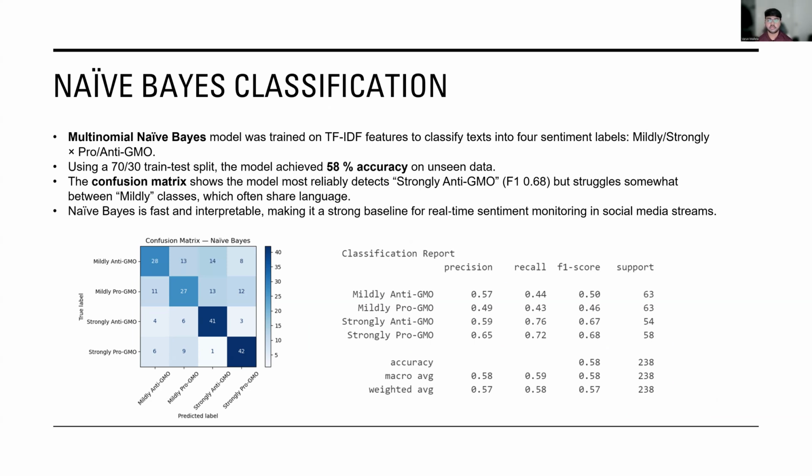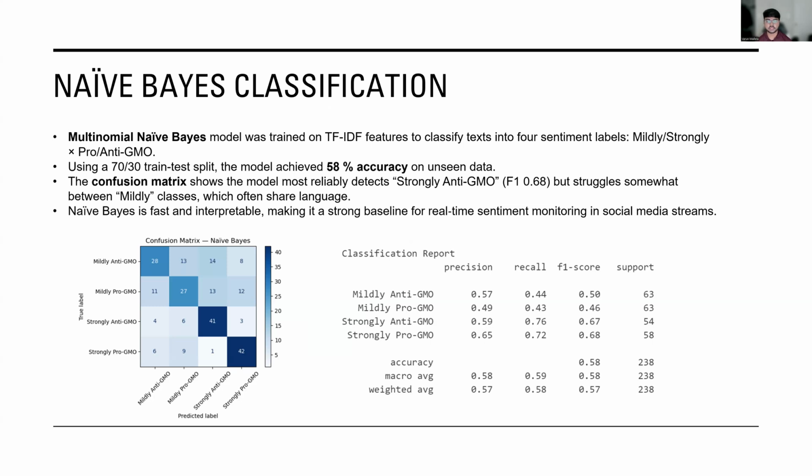The accuracy is pretty low here because we had a limited amount of data. This accuracy could be improved in the future if we had more data. From this confusion matrix, we can see that this model particularly detects strongly anti-GMO, but it somewhat struggles between the mildly classes. Mildly, in the sense, I mean the mildly pro or mildly anti-GMO classes.